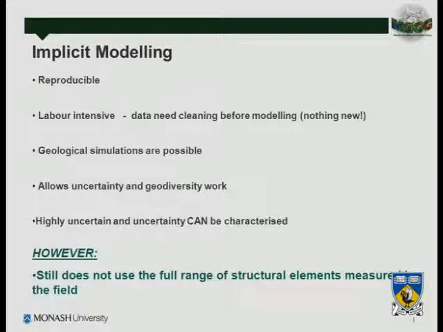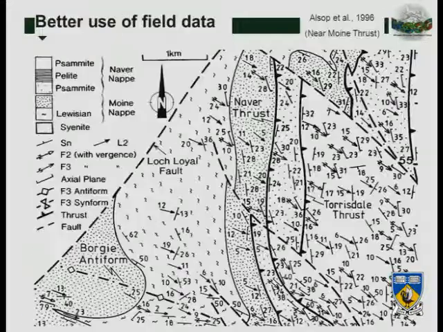But, and this is a big but, and that's why we're here, I guess, this is our interest at Monash, you still can't use the full range of structural elements. So I'm going now to take you through Structural Geology 101 by showing a map by Arthaud and Peta, 96, near the Moine Thrust in Scotland. This is a beautiful map. The current software I can use, whether it's Leapfrog or GeoModeller, can only use traces of faults, traces of thrusts, and traces of boundaries between lithologies and associated strike and dip information. Everything to do with structure, because bedding, who cares?